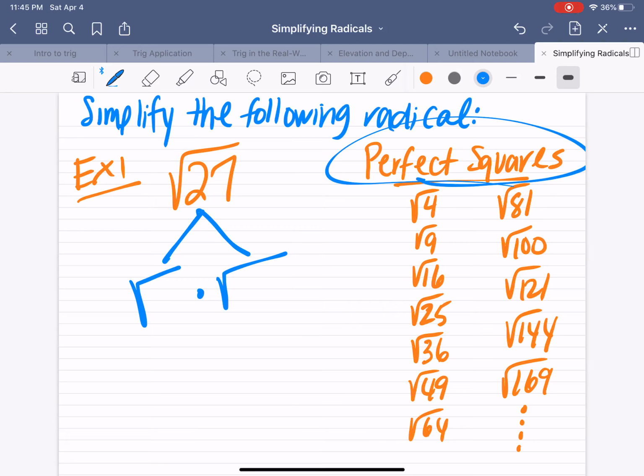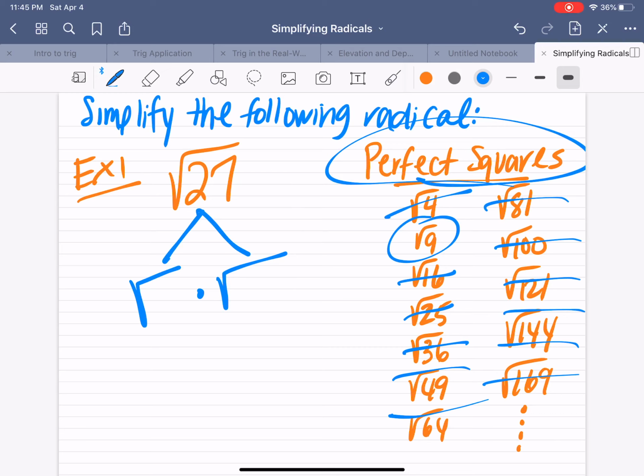27 divided by 4 is a decimal. That's not it. 27 divided by 9 is 3. So yes. 27 divided by 16? Nope. 27 divided by 25? No. So none of these work. These are too big. So the only one that works is 9. So square root of 9 times square root of 3. All we have to do now is simplify and we will be done.